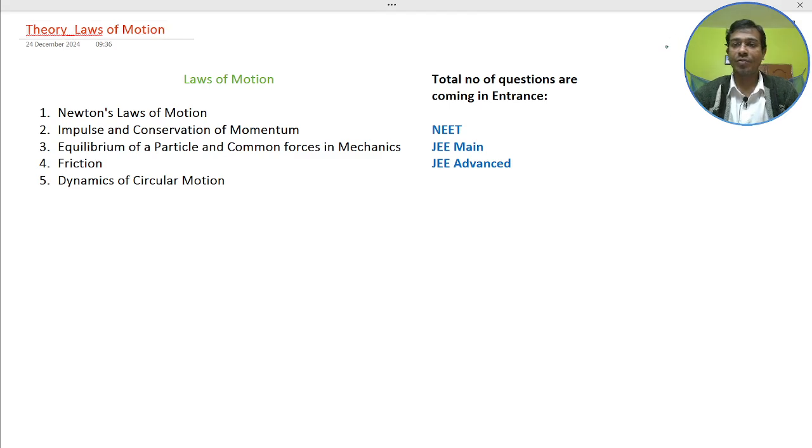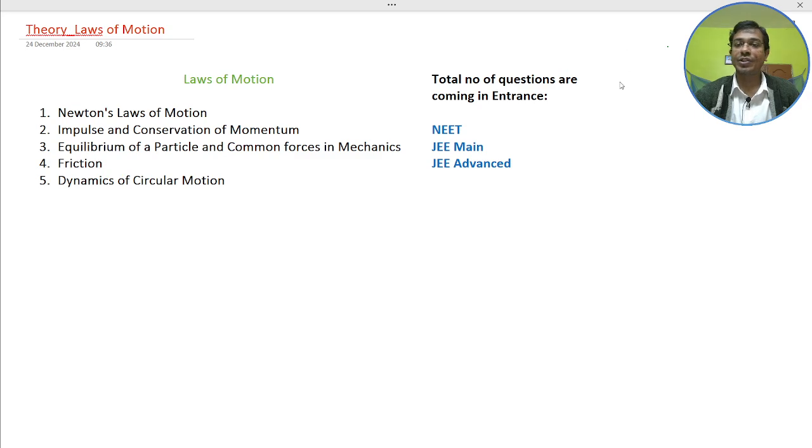First, one thing I just clarify here: from your exam point of view, we give a chapter summary in a nutshell and do previous year questions coming in NEET, JEE Main and Advanced, and after that we elaborately discuss and deduce the theory. So this is the revision of this chapter from the exam point of view. Today we will cover Newton's laws of motion, impulse and conservation of momentum, equilibrium of a particle and common forces in mechanics, friction, and dynamics of circular motion.